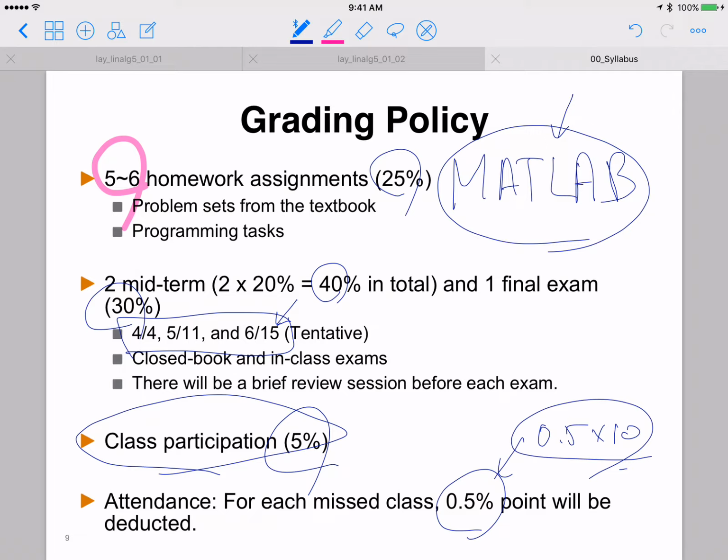Any other questions? Yeah. 네. 네. 한글로 해도 돼요. 네. So you can just ask questions or answer in Korean, of course.